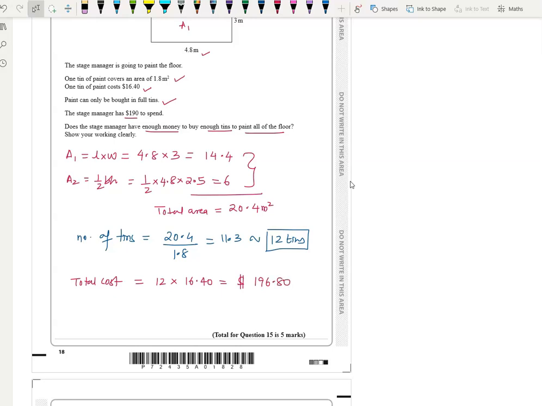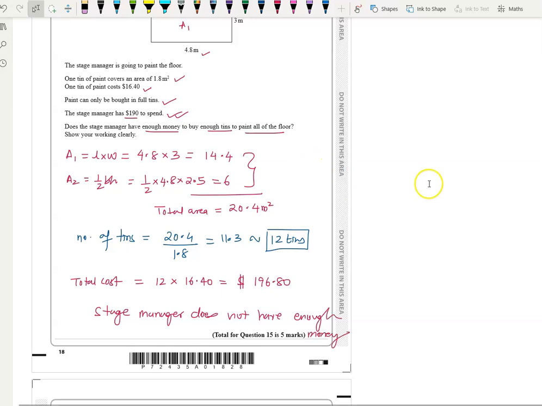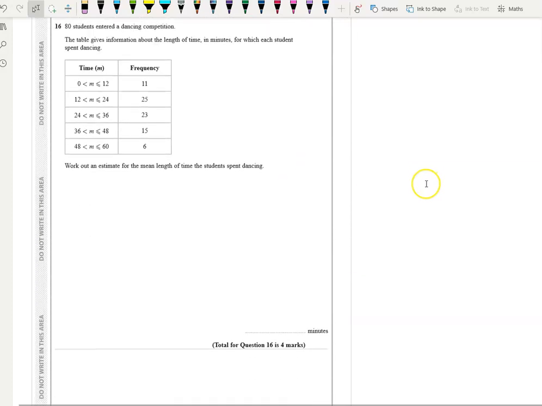So he needs a total of 196.80 to paint the floor, but he has only 190, which is less. So the stage manager does not have enough money. So write the final answer: Stage manager does not have enough money. Okay, that's it.